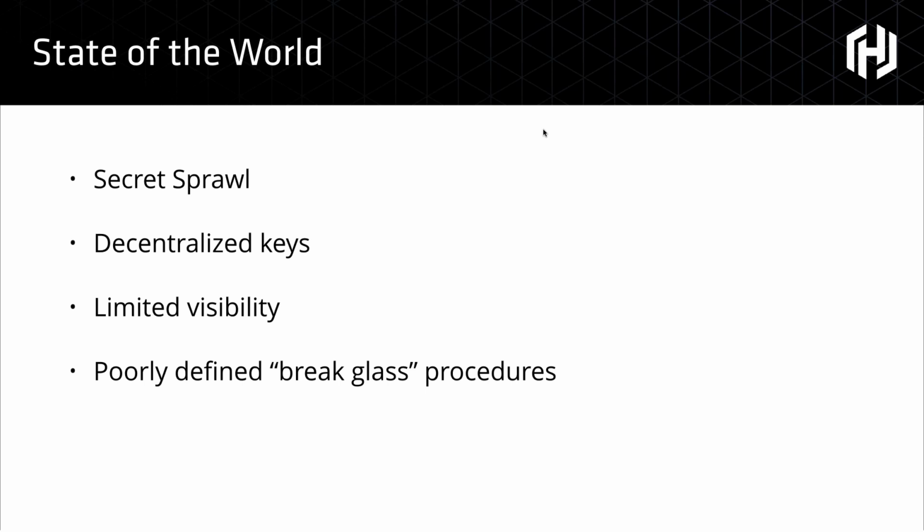So there's sort of a challenge in terms of, from a security perspective, how we reason about that secret material. And then lastly, there's a very poorly defined break glass procedure. So in the event of a compromise, what we actually do, the procedure that we follow, is very hard to define because we really don't have much visibility or even central control because of this sort of secret sprawl problem.